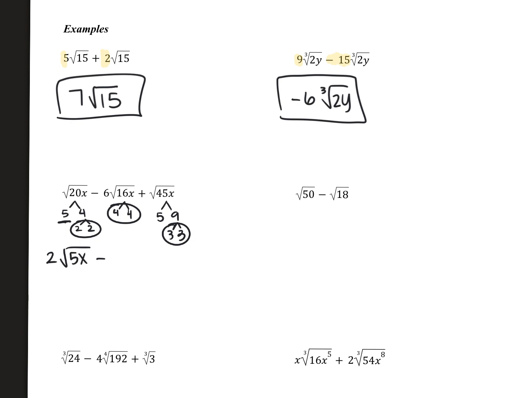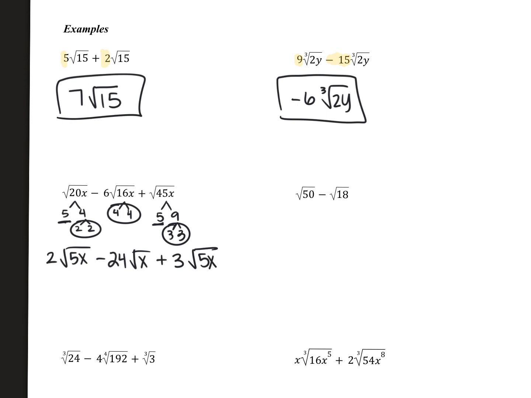minus, now 16 is 4 times 4. So that 4 is going to come out and multiply with our 6, and we're going to have 24 square root x plus the 3 is going to come out and underneath the square root we'll have 5x.